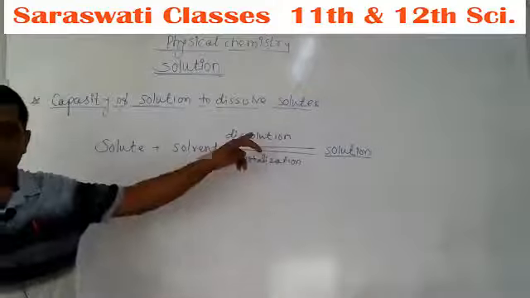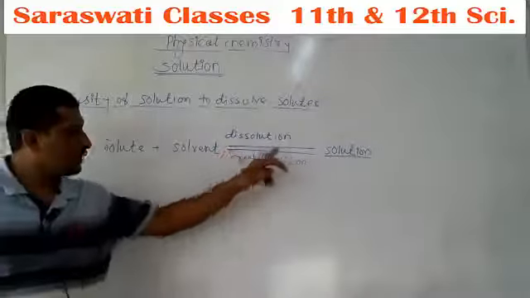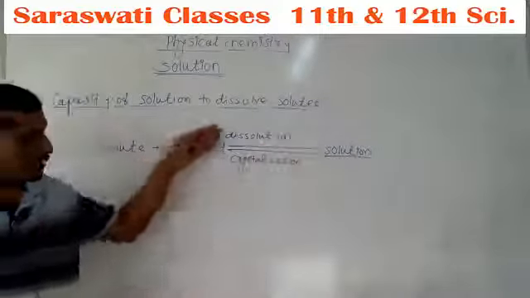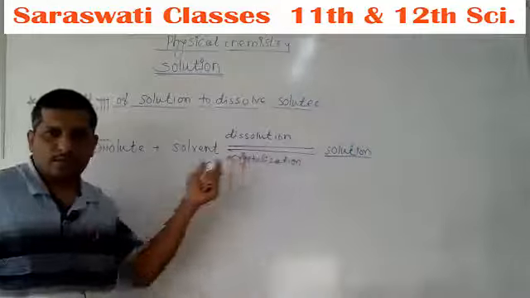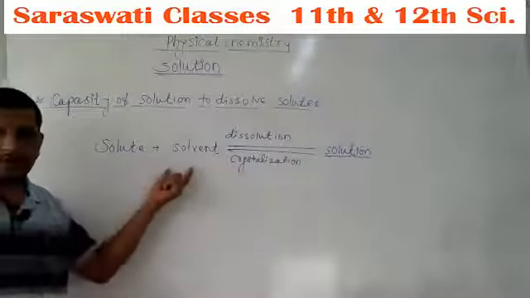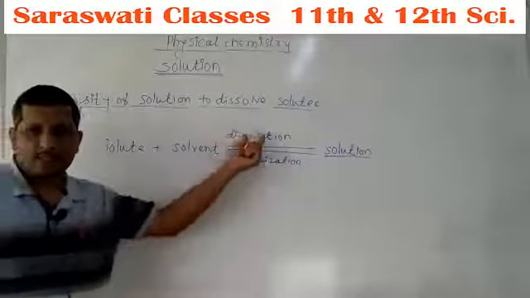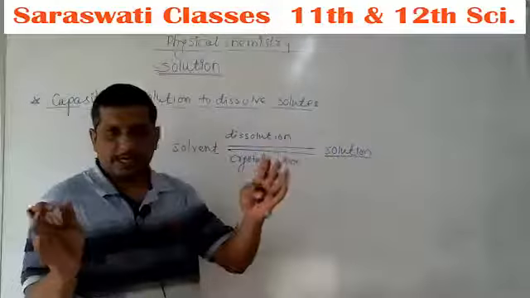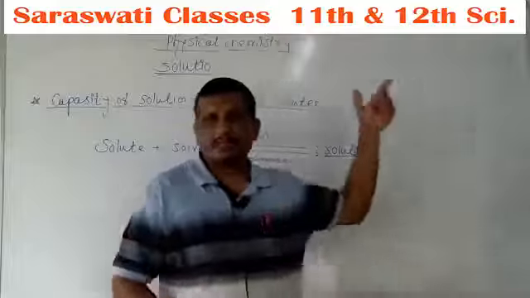Here the two-headed arrow is shown. One half arrow shows dissolution. When solute is added to solvent, dissolution takes place. It means the intermediate condition is explained in this point.